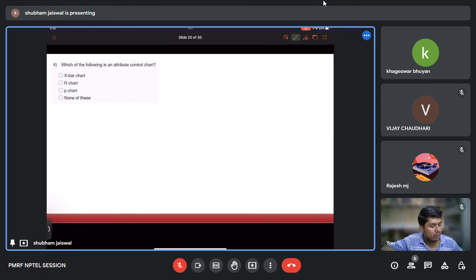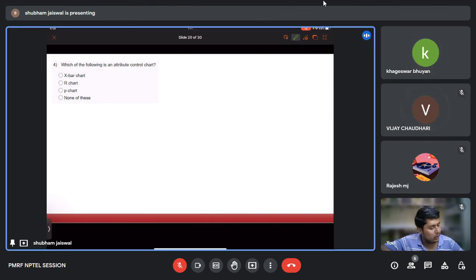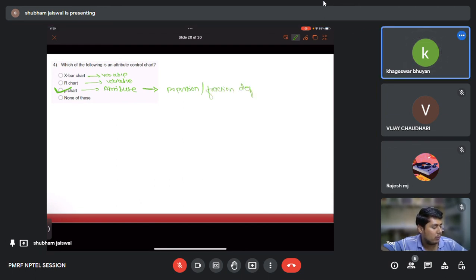So next question is: which of the following is an attribute control chart? P chart. Yeah, simple one. In the beginning, we have seen the classification. This is variable. The R chart is also variable. This is for attribute. So the correct option will be the P chart, and the P chart is used for the proportion or fraction of defectives.